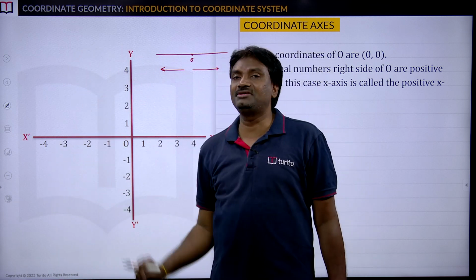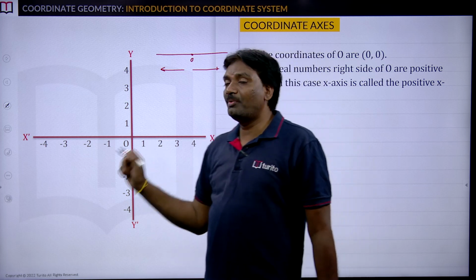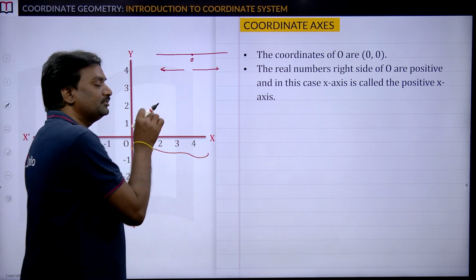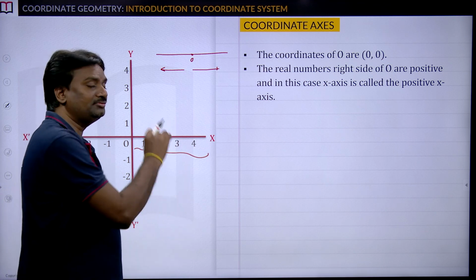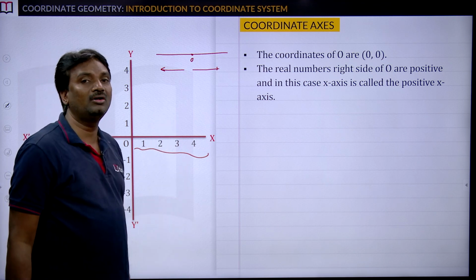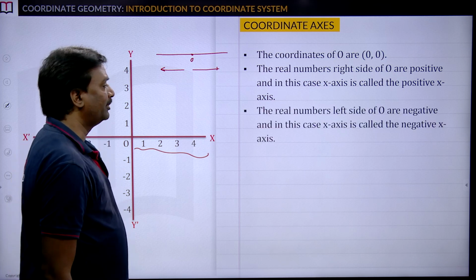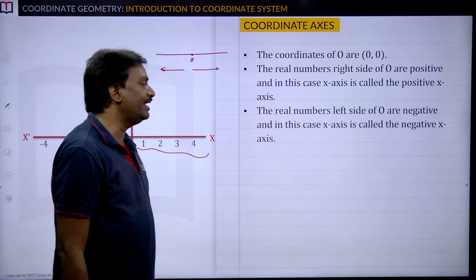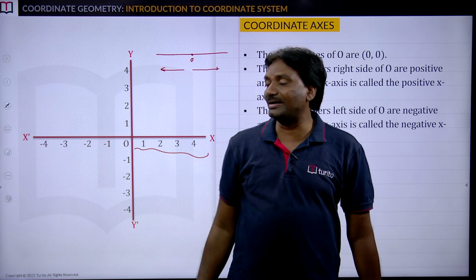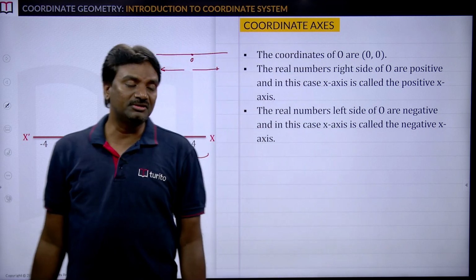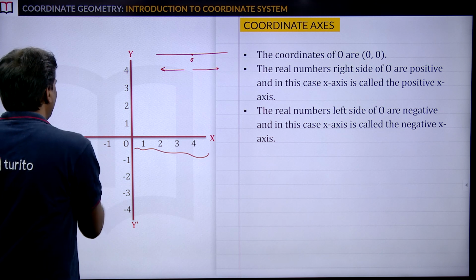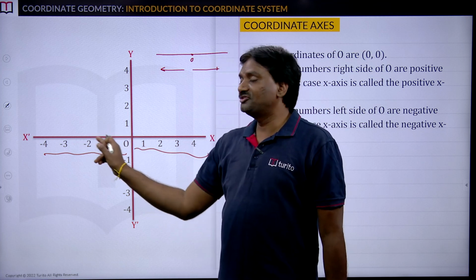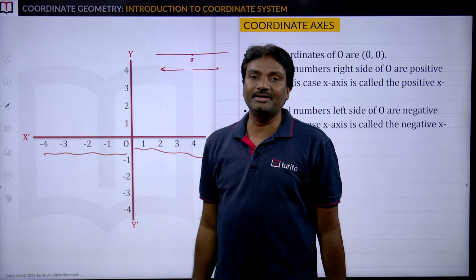Actually x O x dash is the x-axis. If you take this part only, in this case this is known as positive x-axis, meaning on positive x-axis all the numbers should be positive real numbers. Next, the real numbers left side of O are negative, and in this case x-axis is called the negative x-axis. With respect to this figure, left side of O means this. If you suppose that this is 0, left side of 0 all the numbers are negative real numbers.